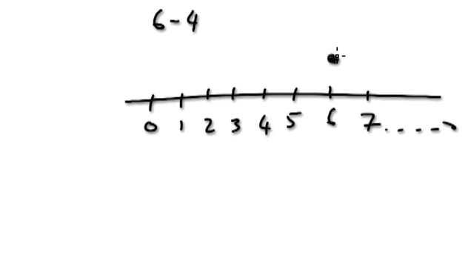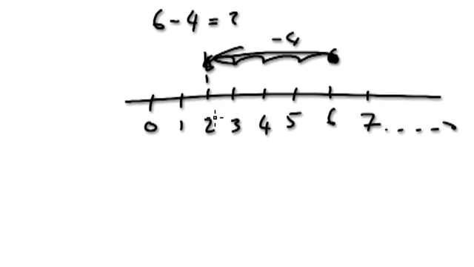Well, you start at 6 and then you go back 4 times. So it's 1, 2, 3, 4. So you end up at 2. Okay, because you start here, you go back 4, then you end up at 2. Now, what happens if it's 6 take away 11?